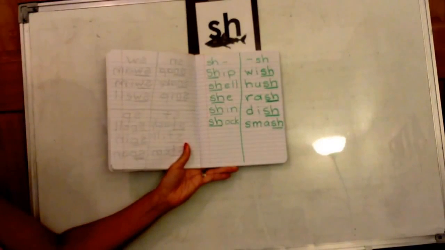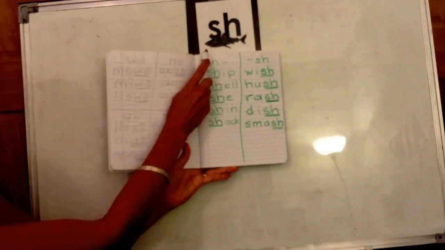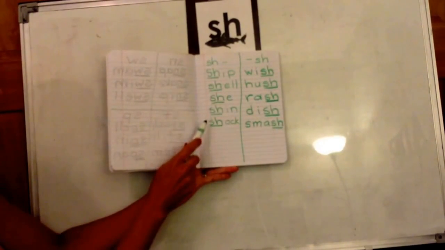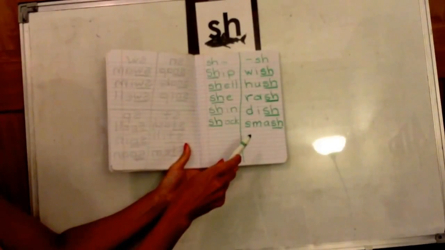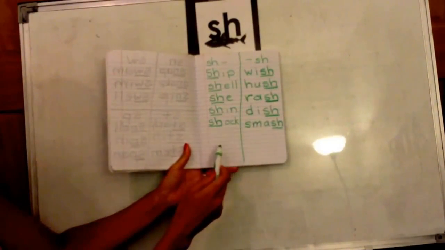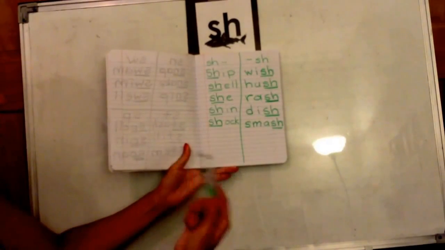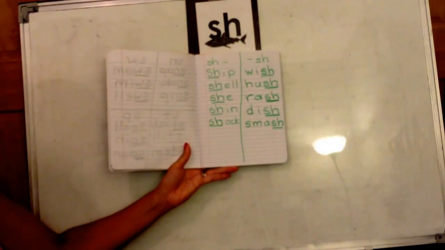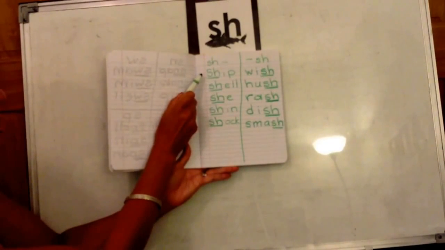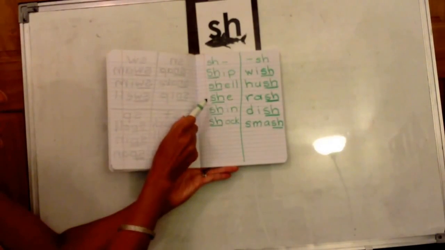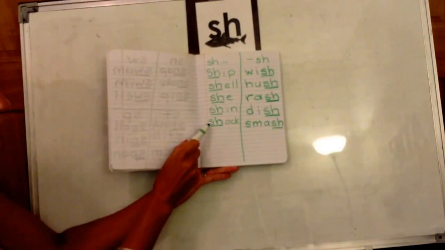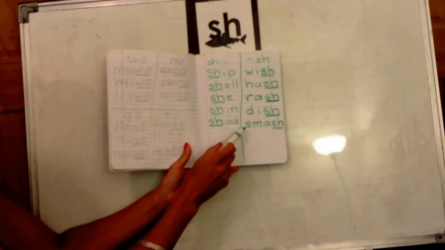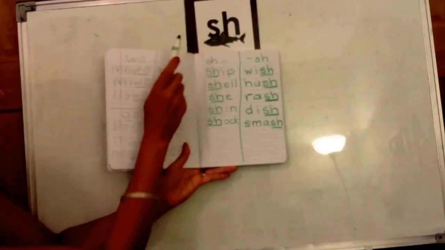So what I want you to remember today is that Sherry Shark goes shh, shh, shh. And we can hear Sherry Shark at the beginning of a word or the end of the word. We've left some room at the bottom of your page, so when you find other words in your reading and writing that have SH at the beginning or the end, you may add them. Let's go ahead and reread our list before we're done. Ship, shell, she, shin, shock. Wish, hush, rash, dish, smash. So remember, Sherry Shark goes shh.